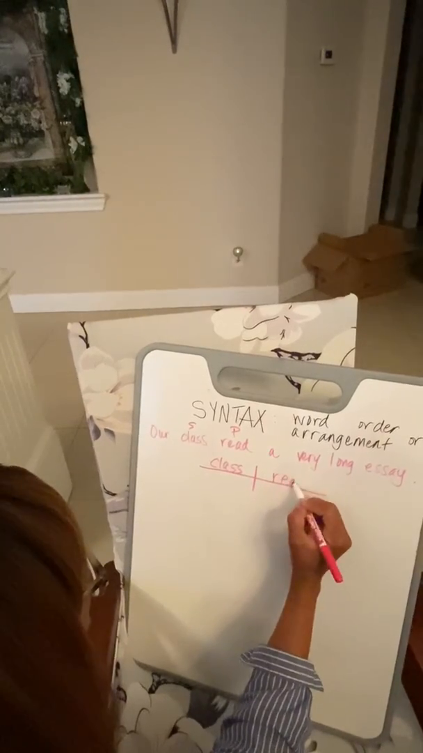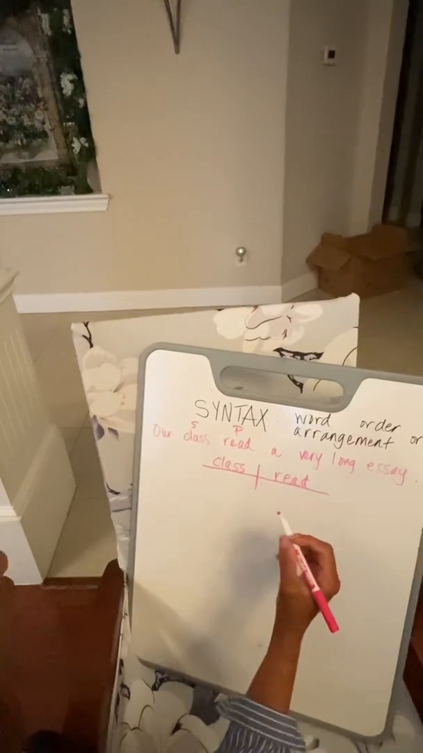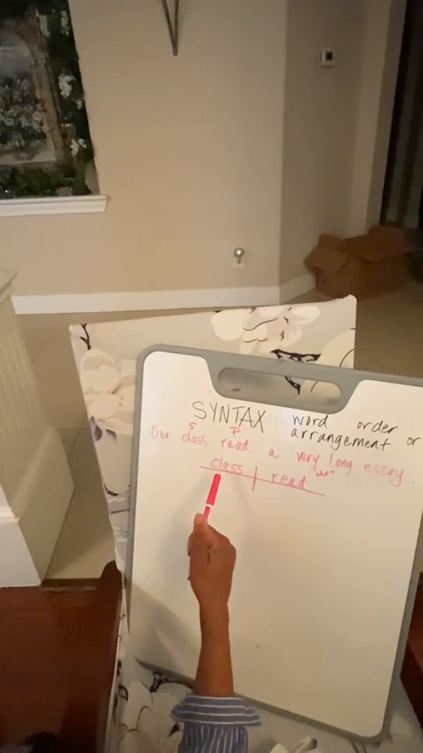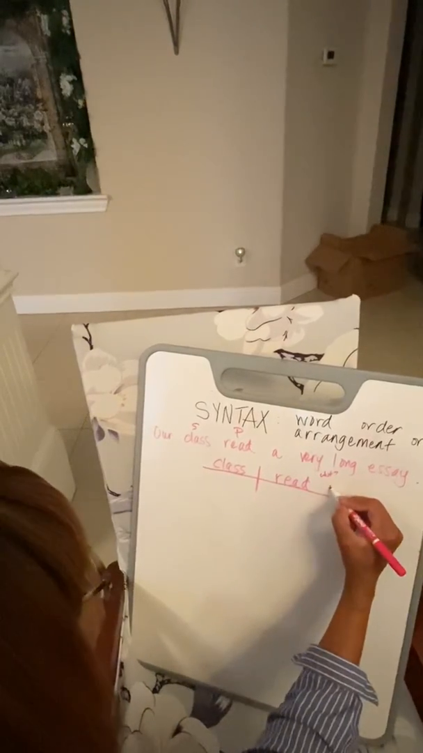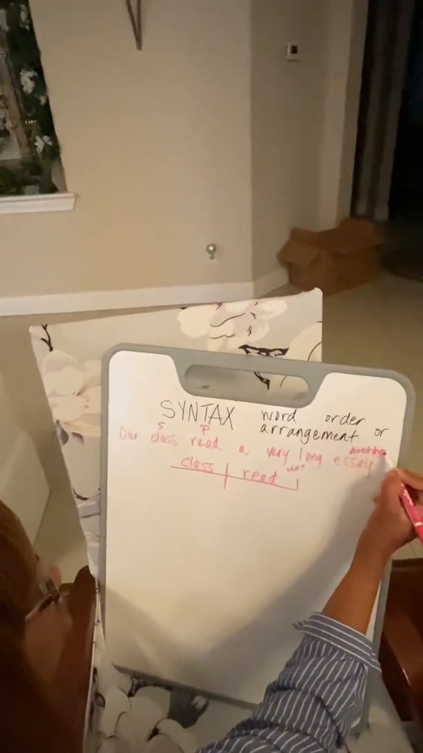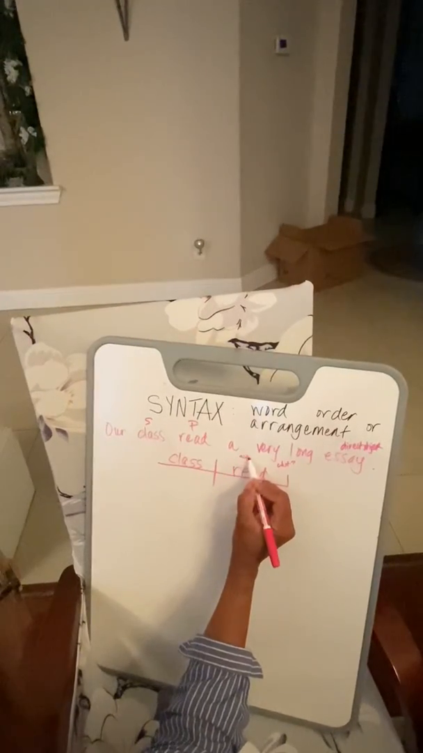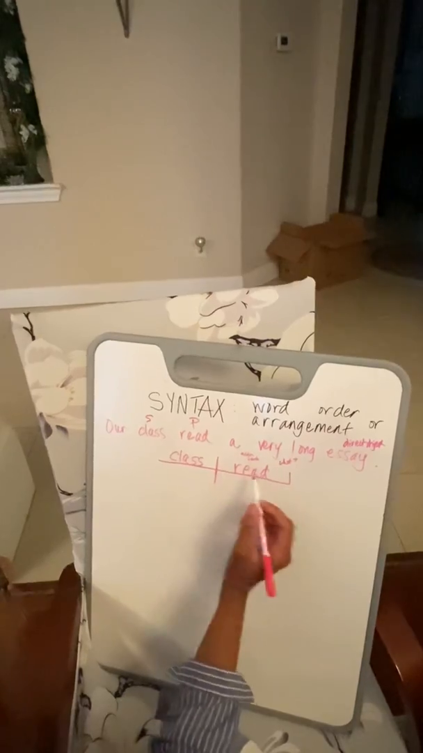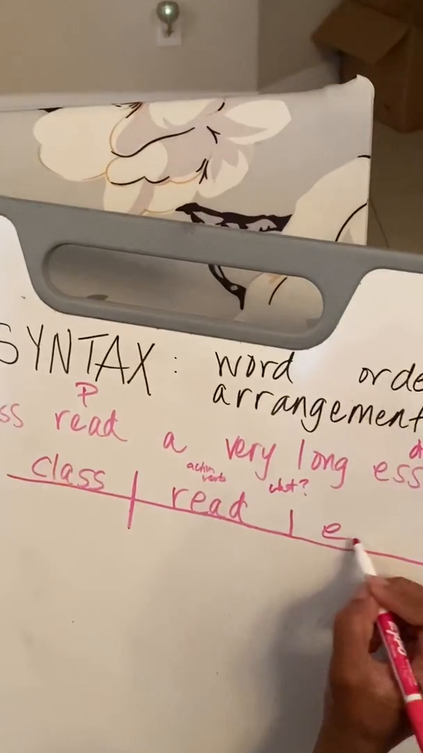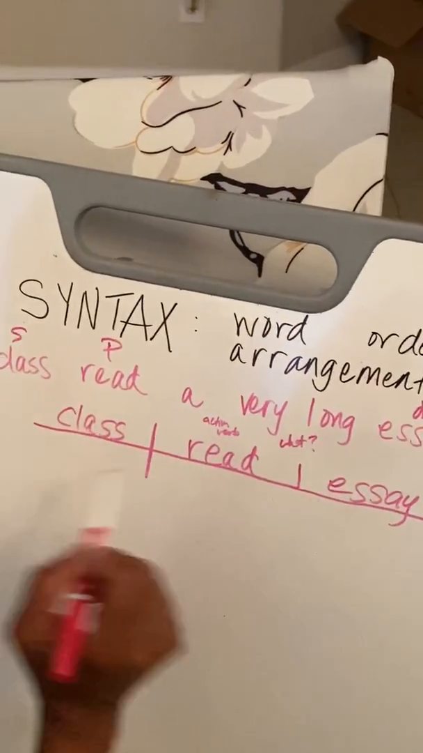Our class read. So once you find the subject and the predicate, the third step is to ask yourself, what? Our class read what? The answer is essay. Therefore, essay is the direct object. The direct object is always going to follow an action verb. So since read is an action verb, the word that answers the question what is going to be called the direct object. Our class read what? An essay.